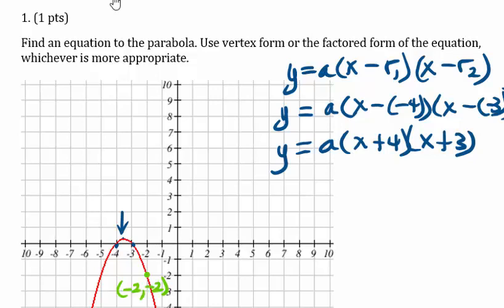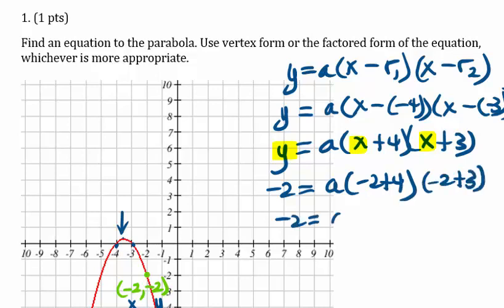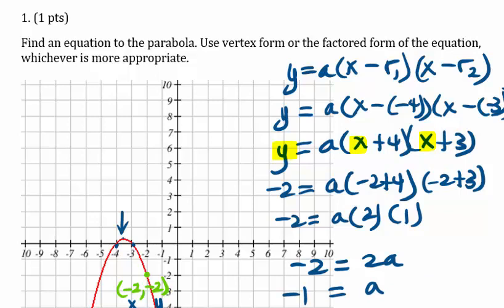So we're going to substitute -2 for y and -2 for x. We have -2 equal to a times (-2 plus 4) times (-2 plus 3). That is -2 equals a times 2 times 1, or -2 equals 2a, since 2 times 1 is 2. So -2 equals 2a, and dividing both sides by 2, we get a as -1.